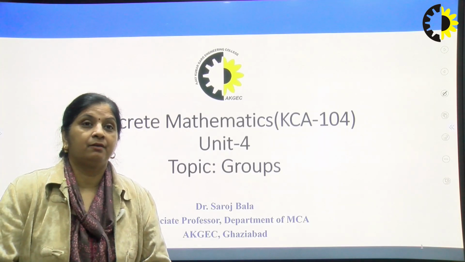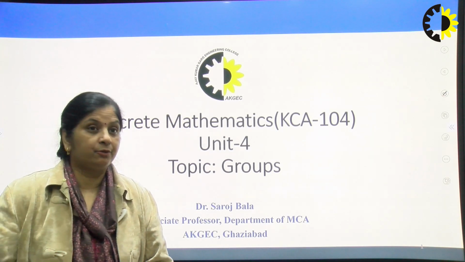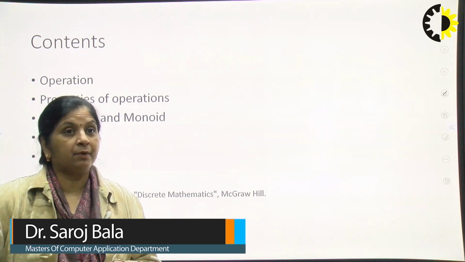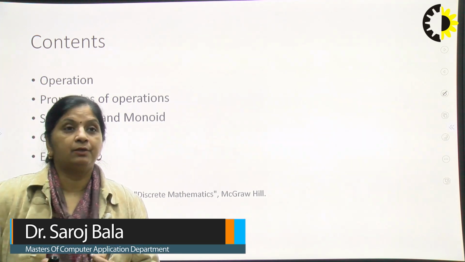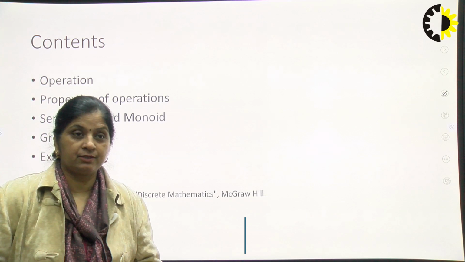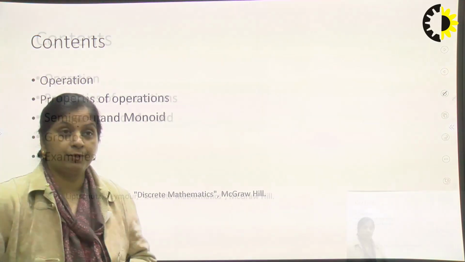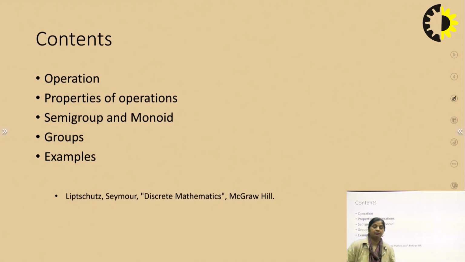Jai Hind. Today we are going to discuss groups. In particular we are taking binary operation. Then we'll talk about properties of operations. Then we will define semigroups, monoid, and finally we will discuss the properties that must be true for being a group. And then we'll end the lecture with some examples.